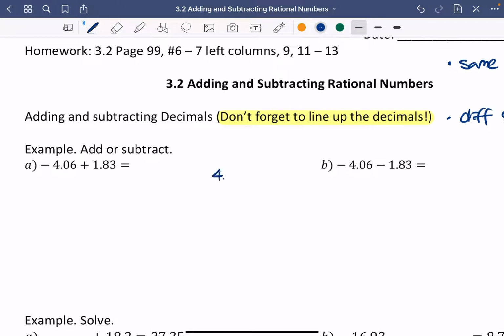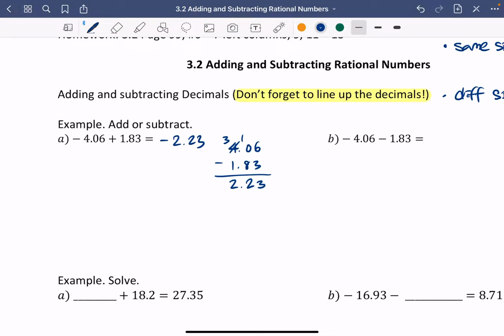So 4.06 minus 1.83. You guys can see that the decimals line up. And so 6 minus 3 is 3. 10 minus 8 is 2. 3 minus 1 is 2. So 2.23. And the sign of the number further from 0 is negative. So the answer is negative 2.23.